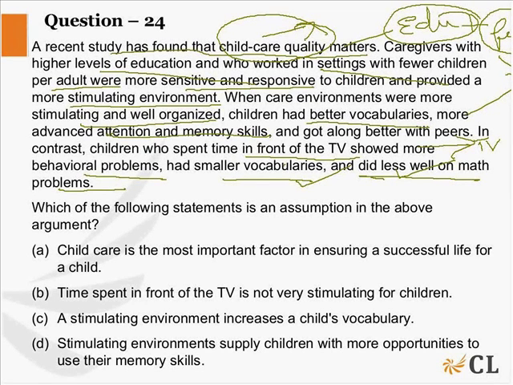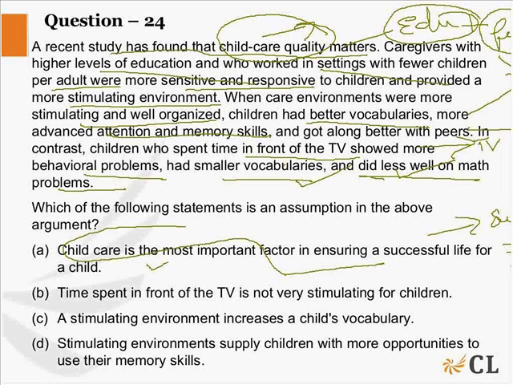Now, if you look at question number 24, I know most of you would be tempted to mark option A because you are saying child care is the most important factor in ensuring a successful life for a child. Tell me one thing, guys, how do you relate success? Can you relate success to better vocabulary? Can you relate success to advanced attention and memory? I think a person having all this might not still be successful. So I cannot relate success to this. The passage nowhere tells me. It just talks about these things as the benefits, not as the success.